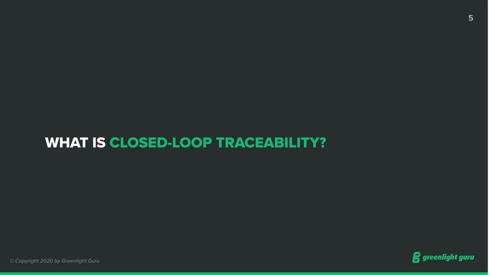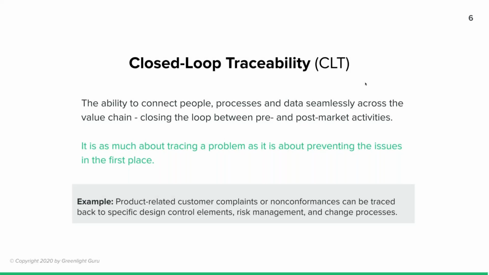First off, before we get into all of that information, we want to define what is closed loop traceability. I've learned working in the industry, it can mean different things to different people. Here at Greenlight Guru, our definition is the ability to connect people, processes, and data seamlessly across the value chain, closing the loop between pre and post-market activities.